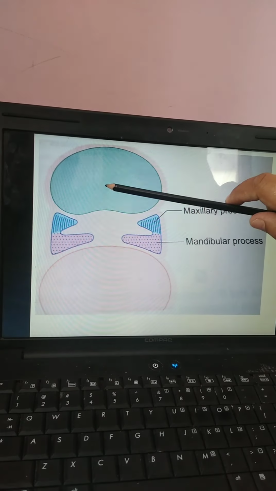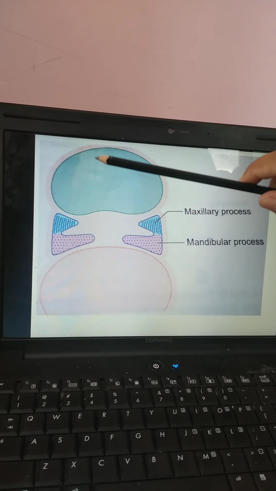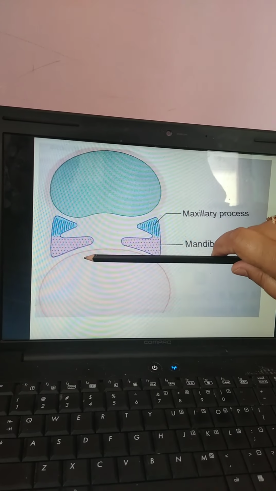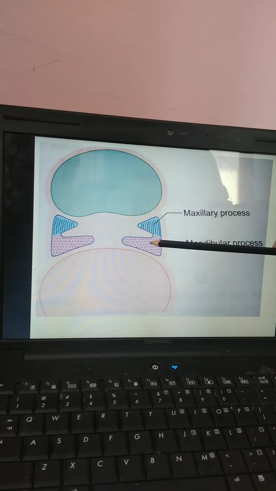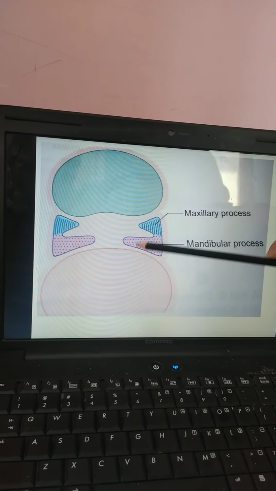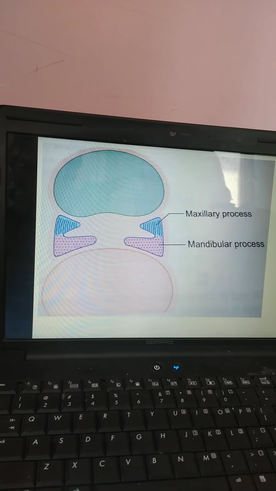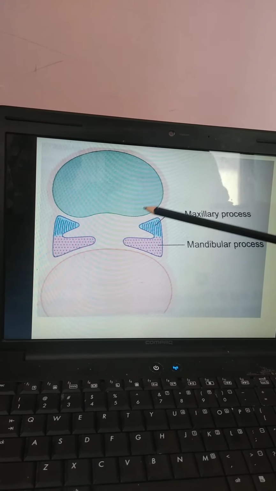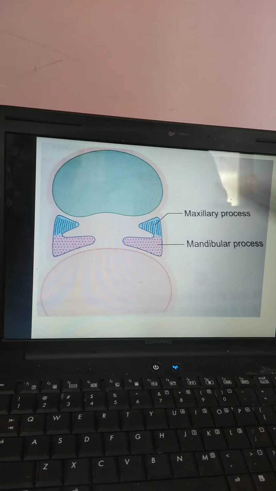The face develops from these five structures. The one is unpaired, that is the frontonasal process, and it develops from the mesodermal cells of the developing brain and moves downward. And the mandibular arch divides into two parts, the maxillary process on each side, that is the paired, and the mandibular process on each side. So the face develops from the frontonasal process, maxillary processes, and mandibular processes.